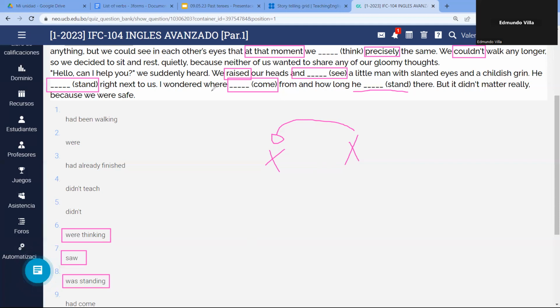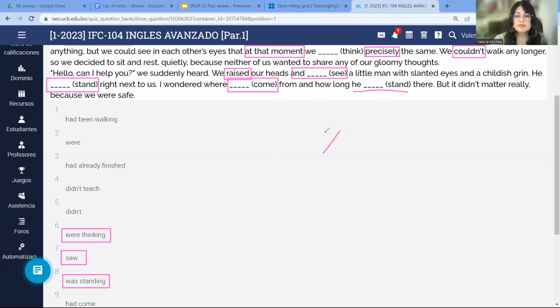Why can't we use past continuous in the last one? I don't know why we use past perfect continuous. Oh, all right, in the standing part? Yes. I wondered in the past, and he had been standing there before I wondered. So the standing part happened before I wondered. That's the logic. Let me write it.